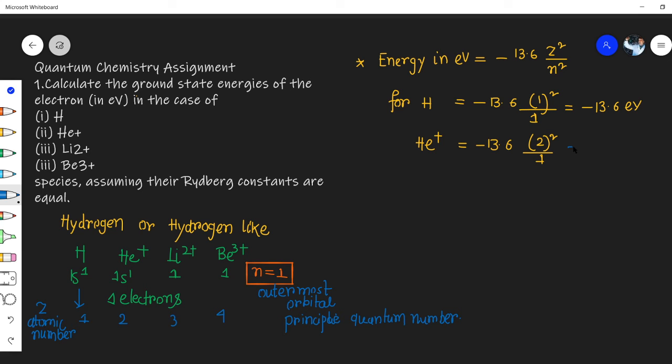At the same time, can you please tell me everyone, the value will be minus 13.6 into 2 square, which is nothing but minus 54.4 electron volt. Now I will be doing lithium 2 positive also. The lithium 2 positive will be nothing but minus 13.6 into 3 square by 1. So this value would be minus 13.6 into 9. Whatever electron volt value comes will be the answer. Now the answer for beryllium 3 positive you need to do for yourself, okay?